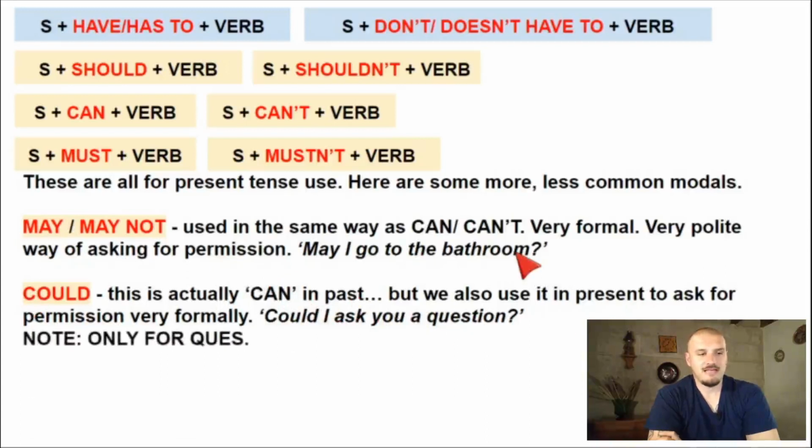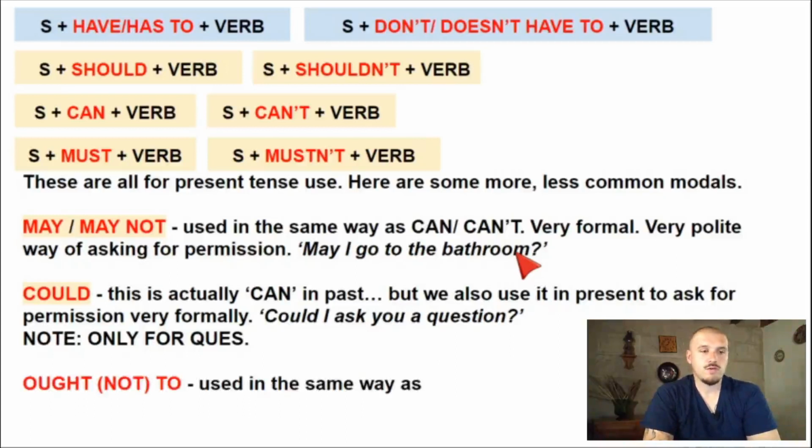Pero en presente lo utilizamos solamente para preguntas. O sea, could I ask you a question? Could I go to the bathroom? Could I have some money? Could I tell you something? O sea, son maneras muy formales de preguntar, pero luego en la respuesta sería can, can't.